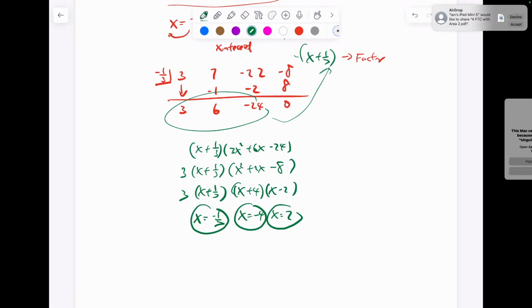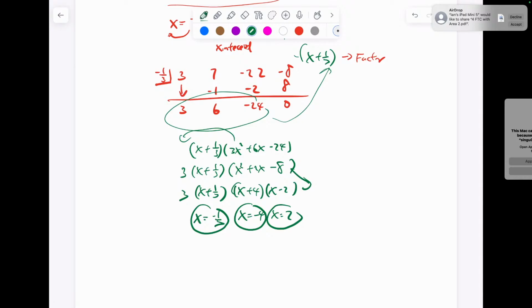Yes, on the test, you're going to have to do all that. I hear you can do the box method from here, or we can factor out 3 and then do the box method. All right, so questions about this part? So how do I check my answer?